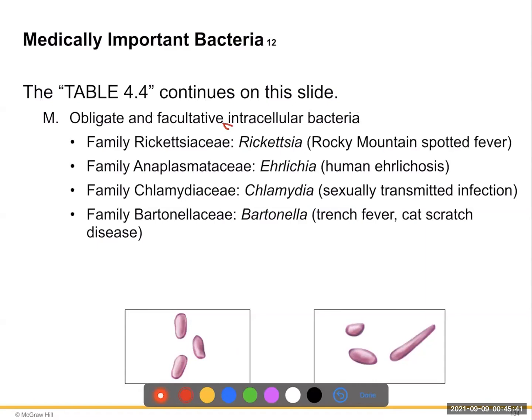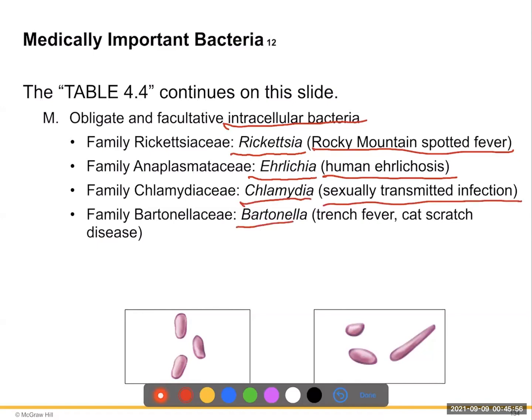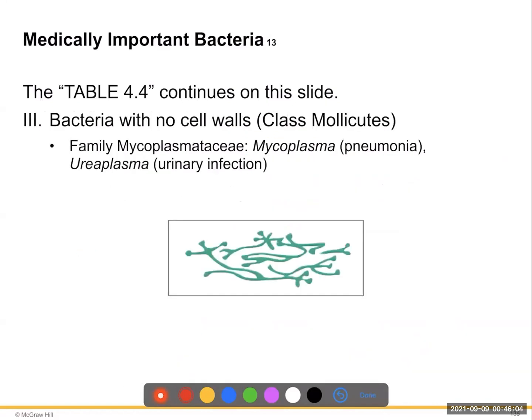Intracellular bacteria. Rickettsia causes Rocky Mountain spotted fever. Ehrlichia causes human ehrlichiosis. Chlamydia, like we said, is one of our sexually transmitted diseases. Bartonella causes trench fever and cat scratch disease. Bacteria that do not have cell walls, Mollicutes: Mycoplasma causes pneumonia. Ureaplasma causes urinary tract infections.